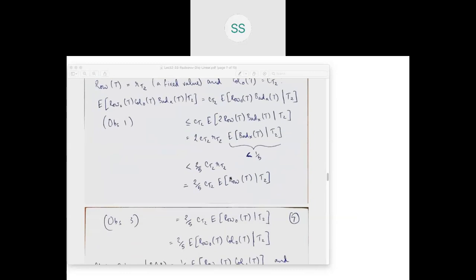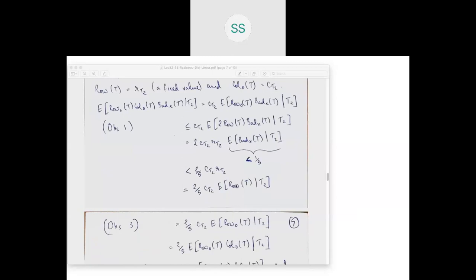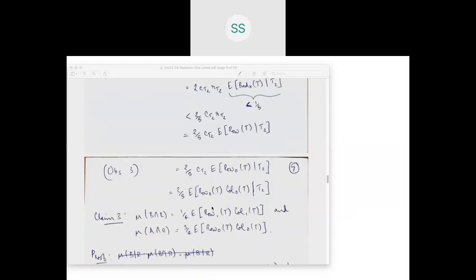Fine. So the first step was to observe that rho T and column 0T are fixed. Then we took out CT2, and then we used rho 0T at most 2 rho T. Then we got 2 times CT2 RT2. The expectation of bad X is nothing but the probability that T is bad, which, once T2 was fixed, we know is at most 1/5 by claim 1. So we get this, and then we take in rho T, whose expectation is equal to the expectation of rho 0T given T2 by observation 3, and then we take in CT2 to get this. So we have the left hand side that we wanted, and that completes the proof of claim 2.